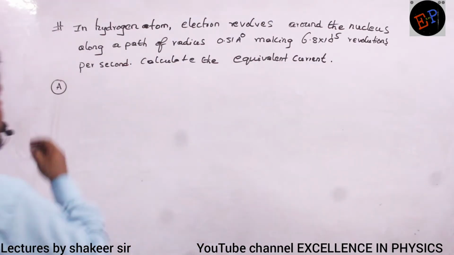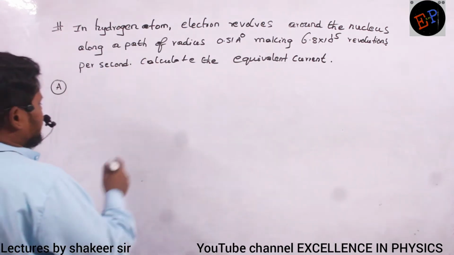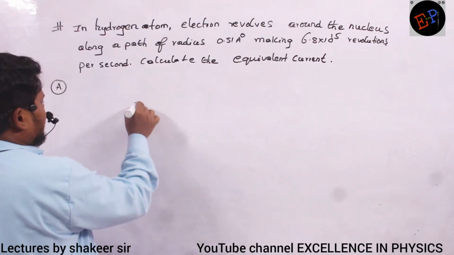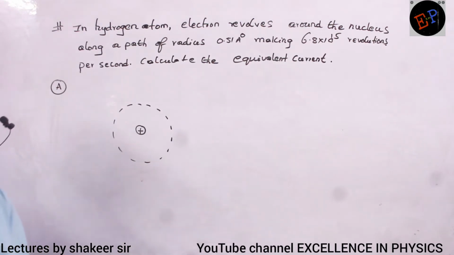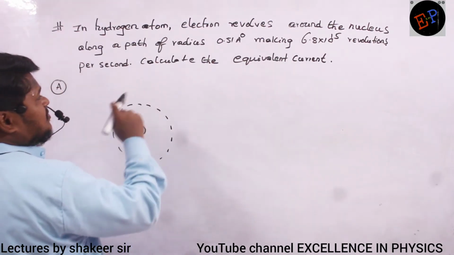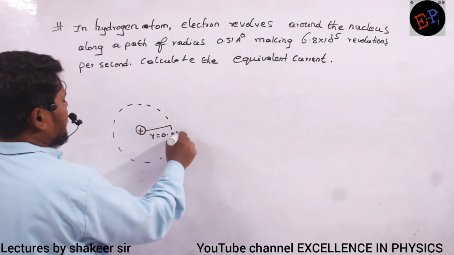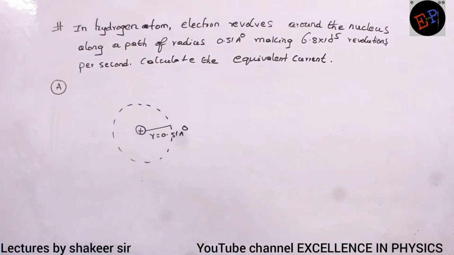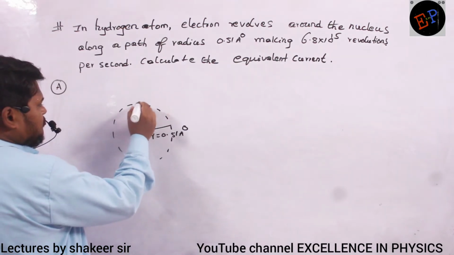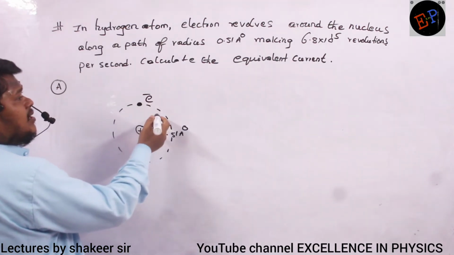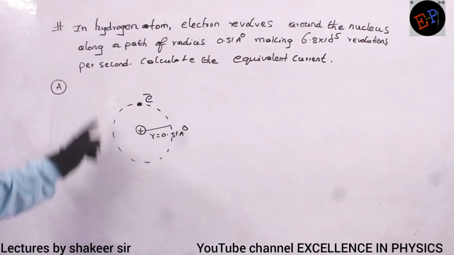See this question. In a hydrogen atom, an electron revolves around the nucleus. Consider this is a hydrogen atom, and this is the first orbit of hydrogen. So what is the radius of this orbit? Radius is equal to 0.51 angstroms. Actually it is 0.53, but he gave 0.51. Here there is an electron, and this electron is making how many rotations? 6.8 into 10 power 15 revolutions per second.